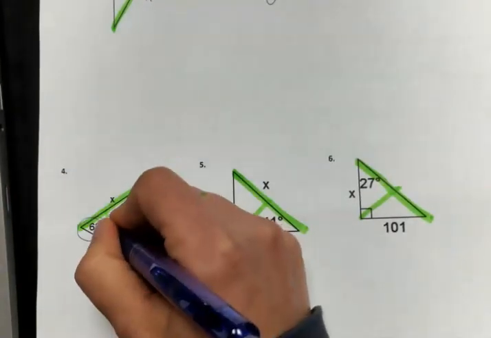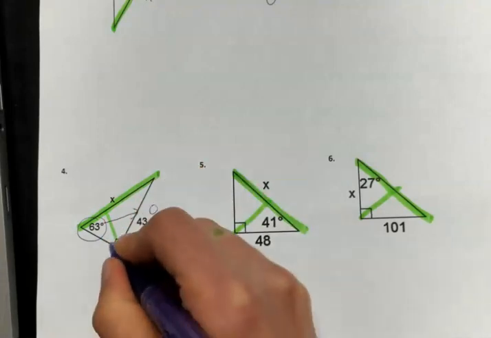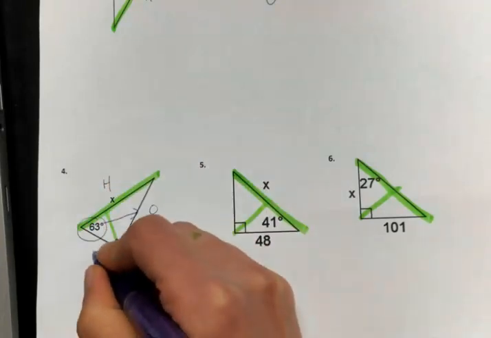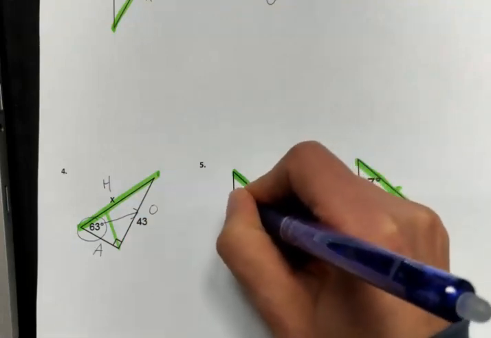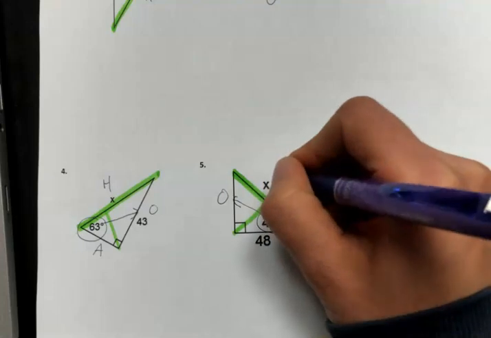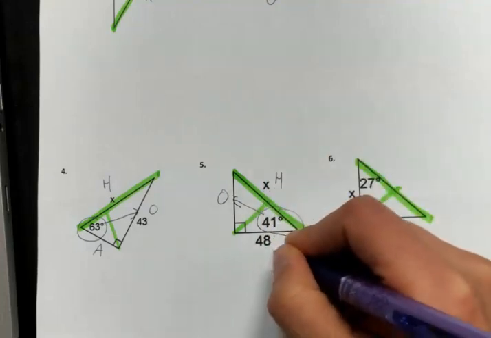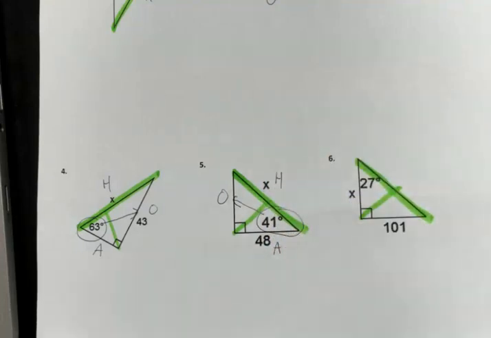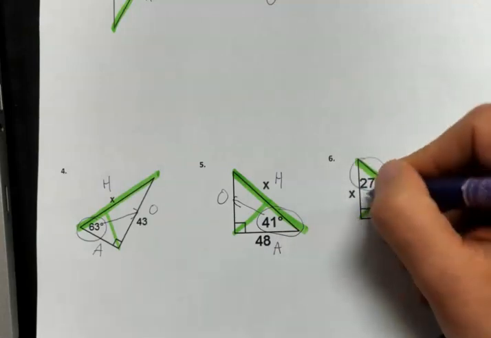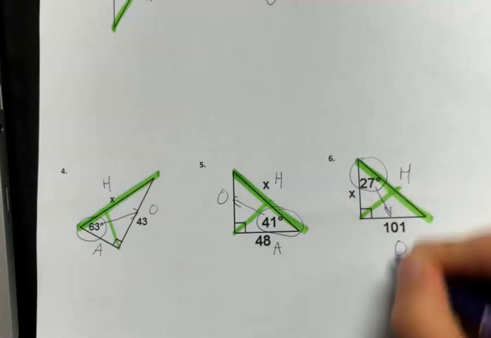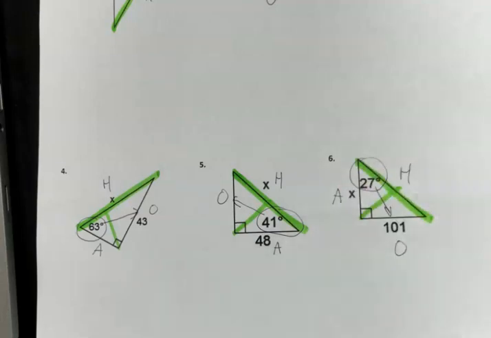Here's the angle. This side is the opposite. Green side is hypotenuse, other side is adjacent. Here's the angle. This side is opposite, this side is hypotenuse, and this side is adjacent. Here's my angle. That's the side that's opposite. Green is hypotenuse, and the other side's adjacent.